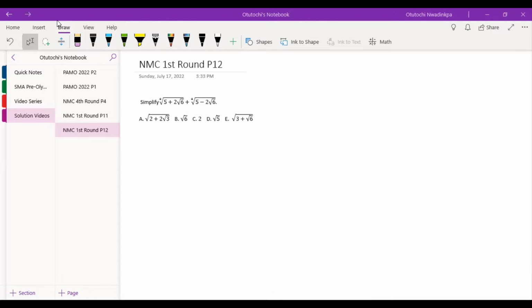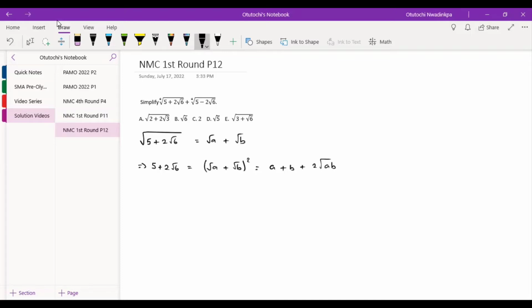The way we do this, we expect the square root of 5 plus 2 root 6 to be equal to some root a plus some root b, in this form. So this implies 5 plus 2 root 6 is equal to root a plus root b all squared. This is going to be equal to a plus b plus 2 root ab.